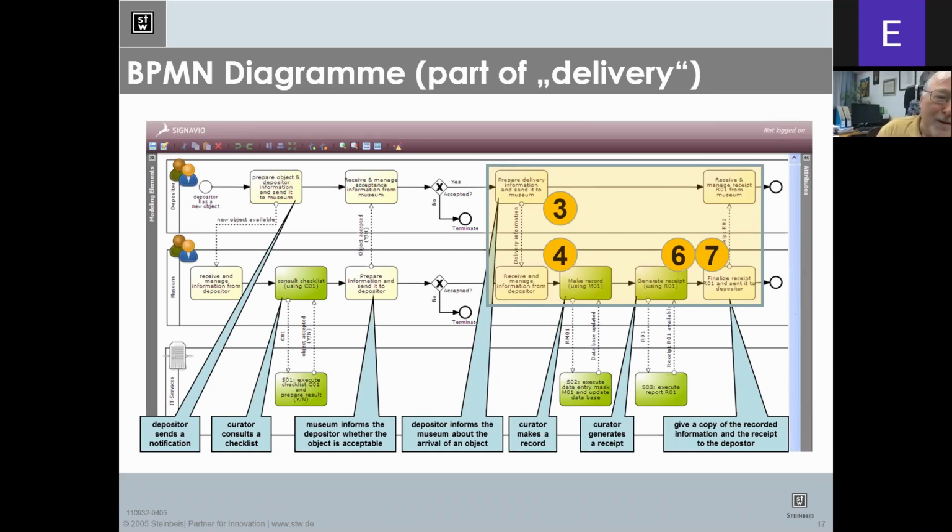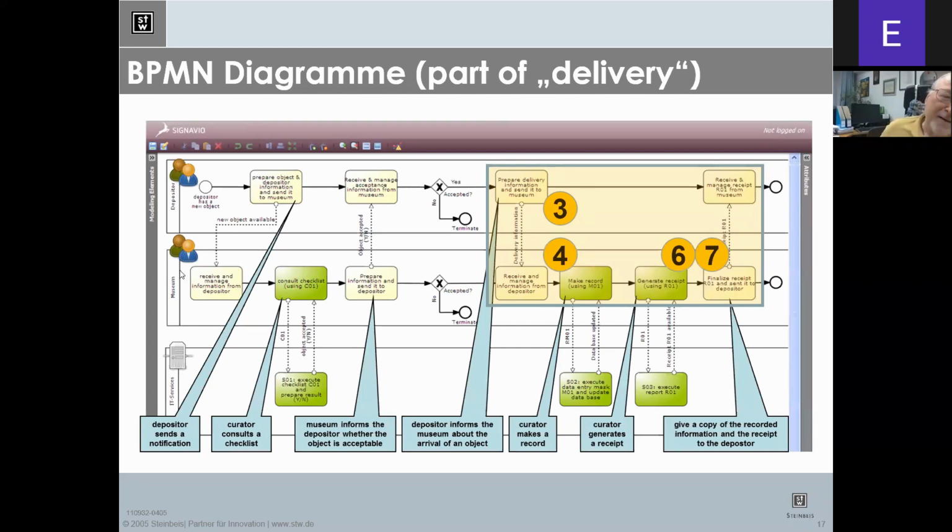So write an email to the museum, for example, introduces himself if necessary, describes the object, and offers this to the museum. Now we have a communication link between depositor and between museum.